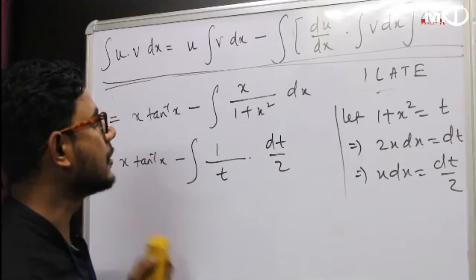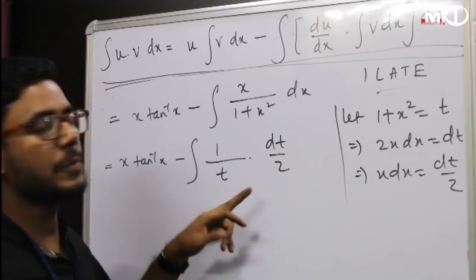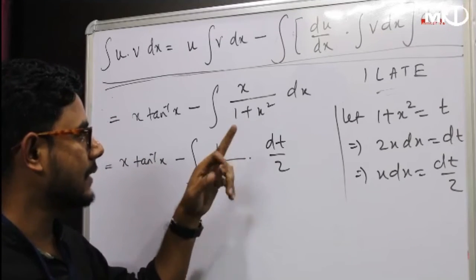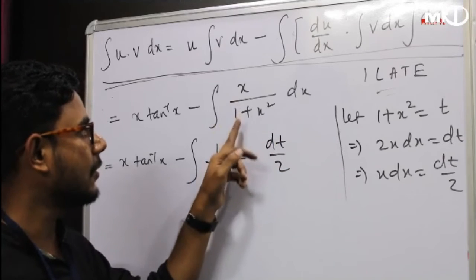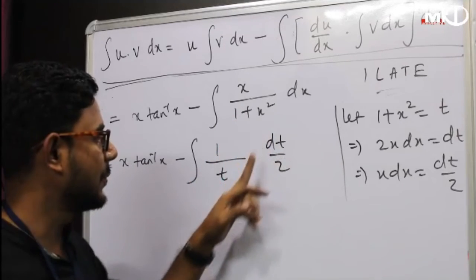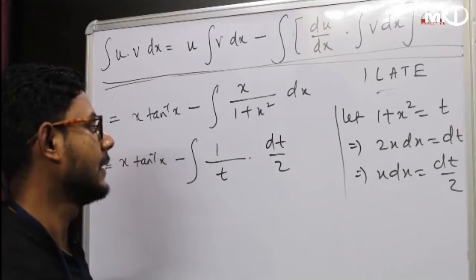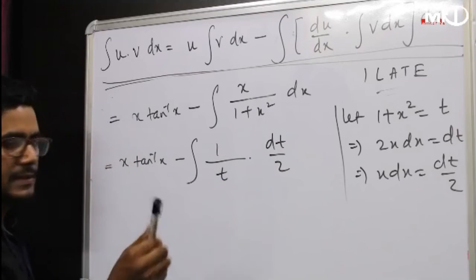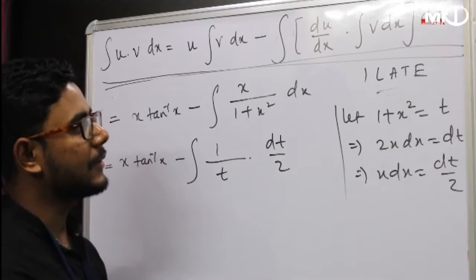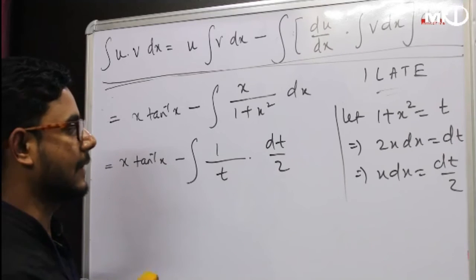So you have to always think what should be the substitution. I took a substitution so that the denominator, or the sum of two things, becomes a single term. Okay, then only it is easy to find the integration. So always try to find the substitution like that.